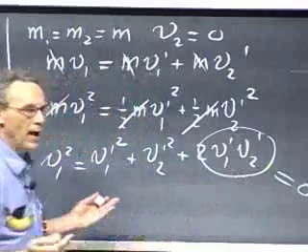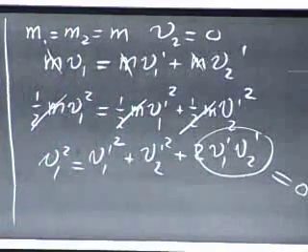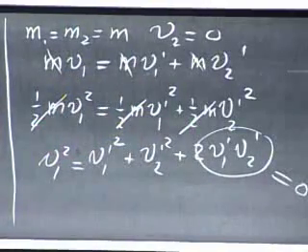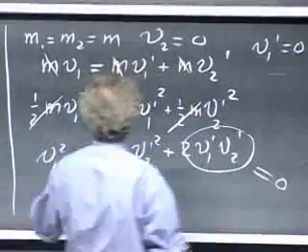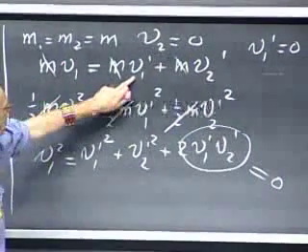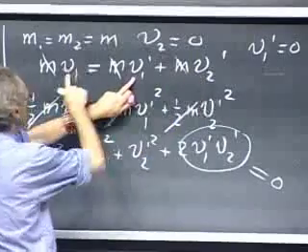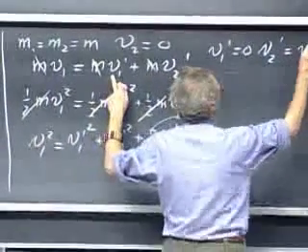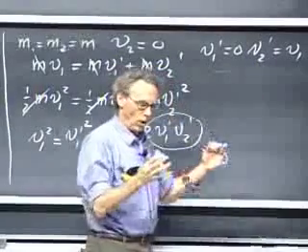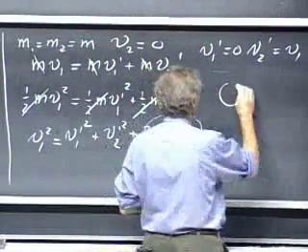But we know that V2 prime is not 0. It gets kicked, and so it will go forward. So what it means then is that V1 prime equals 0. And if V1 prime equals 0, you see that V2 prime equals V1. And this is that classic case whereby a ball hits another ball.